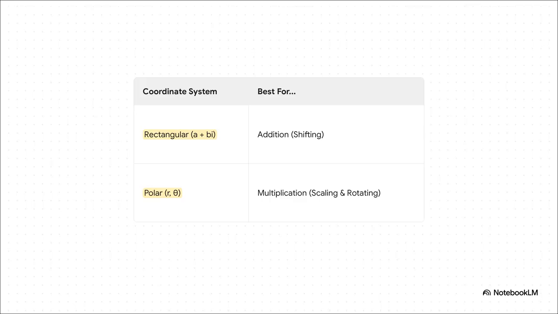And this kind of reveals that we need 2 different ways to think about these numbers. That rectangular a+bi way of writing them, that's perfect for addition, because it's all about shifting left, right, and up, down. But for multiplication, it's so much easier to think in polar coordinates, describing a number by its distance from the center and its angle. Why? Because that system is literally built around the ideas of scaling and rotating.